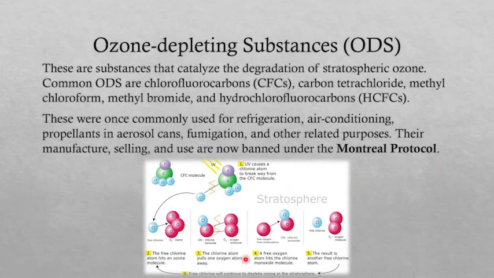Shown in this mechanism is how CFCs catalyze the degradation of stratospheric ozone. We have the CFC molecule. When it is hit by ultraviolet radiation, a chlorine radical detaches from that CFC. That chlorine radical binds with ozone, which is O3, and then it separates into ClO and O2. O2 is simply plain oxygen gas.